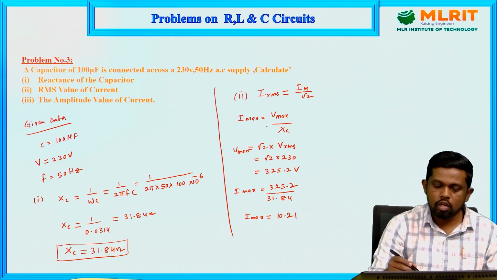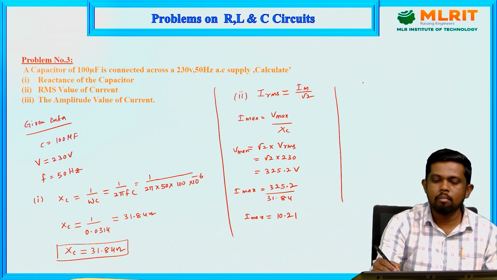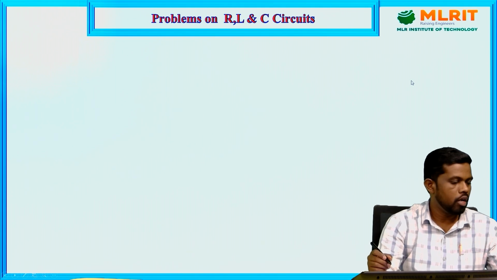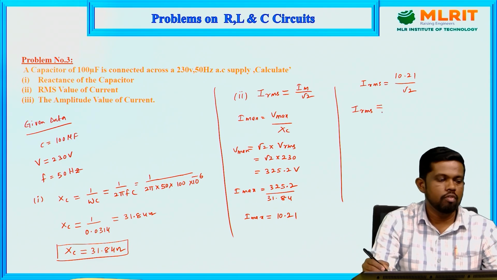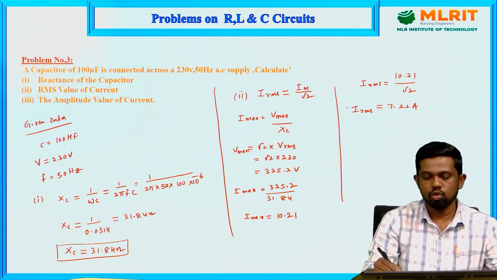No, we actually need to find the IRMS value. So based on this, the IRMS equals the Im value, 10.21, divided by root 2. Then we will get the IRMS is 7.22 ampere. So this is the answer to question number 2.